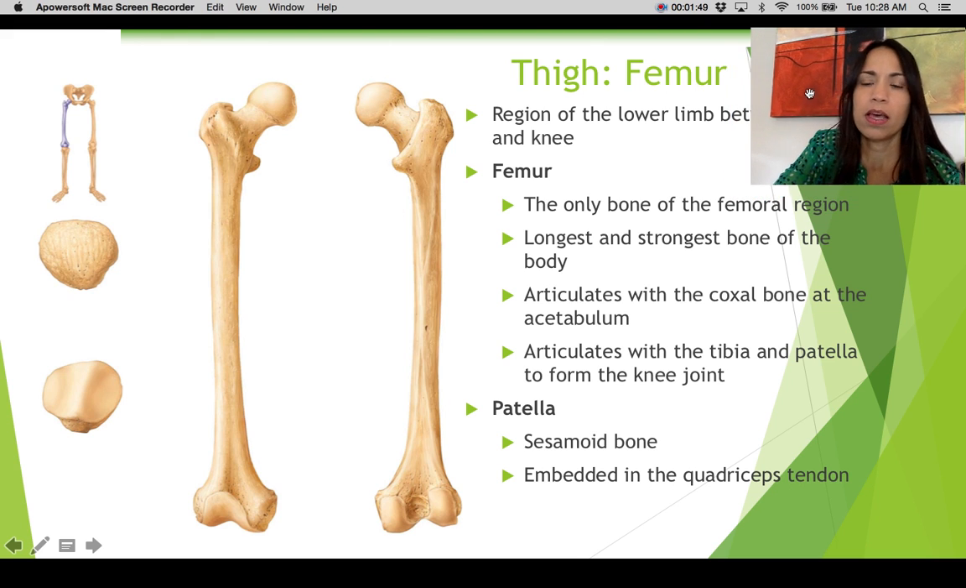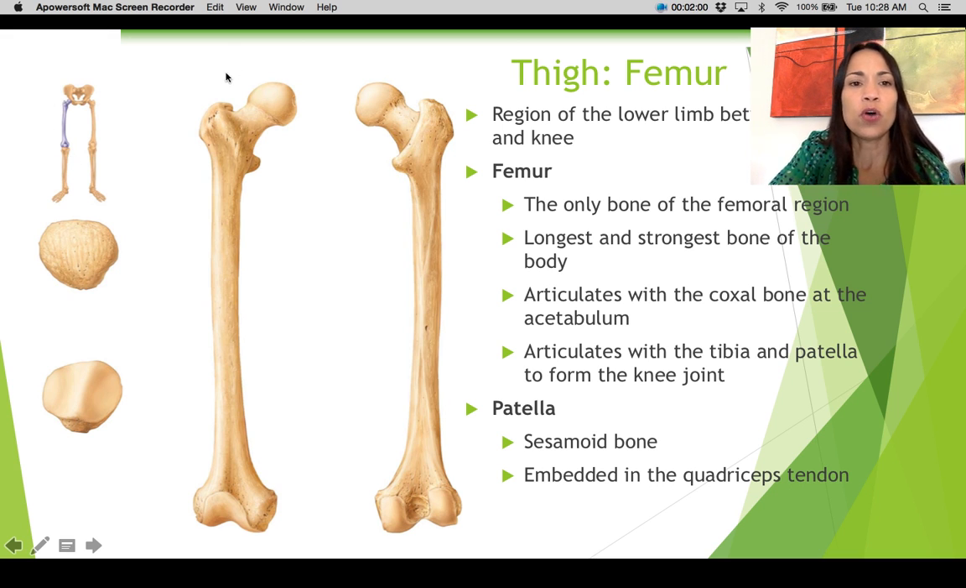Okay, which is the bone that we have in your thigh. So again, remember, thigh is between the hip and the knee. So this is again a lonely bone located in your thigh. We have only one femur, but this is the strongest, longest bone in the entire body, not just the lower limb, but the entire body.